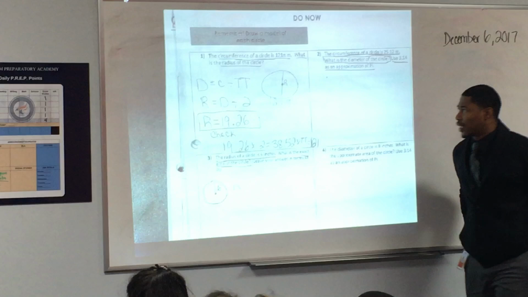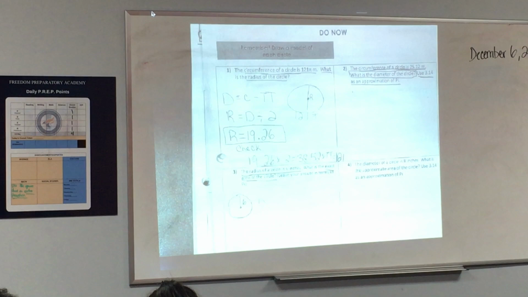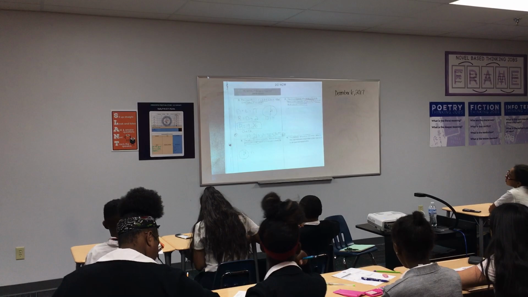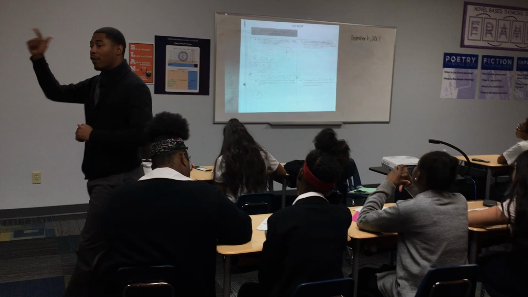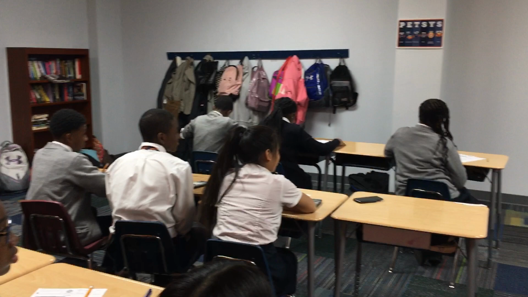The circumference of a circle is 121 pi meters. What is the radius of the circle? First, take 45 seconds. What you're going to do in these 45 seconds is have the answer to the following question. Do we agree with the picture and the formulas that were written down? Take 45 seconds. Think to yourself.